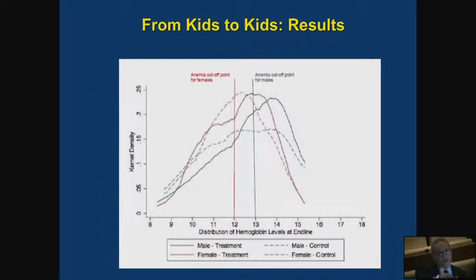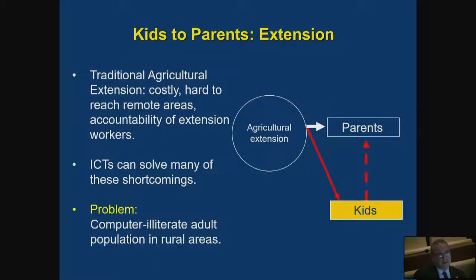And this is basically the distribution of the curves. This is a randomized trial within the schools in Peru, and basically what you can see is the shift of the blue line relative to the red line, showing that there was a positive impact in terms of the improvement of anemia, and that resulted in better grades.